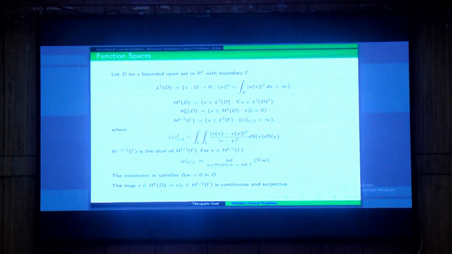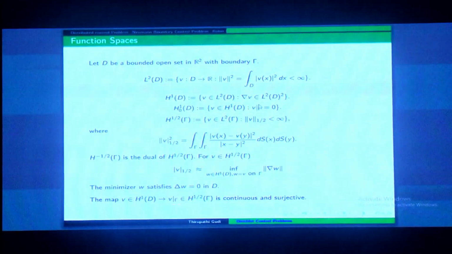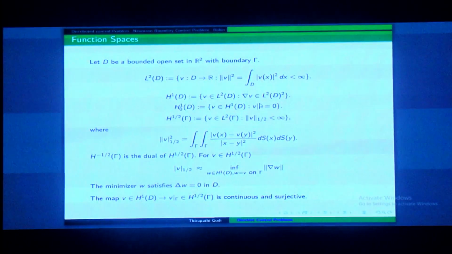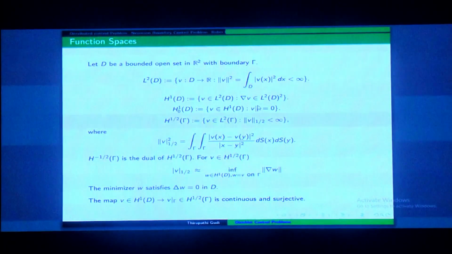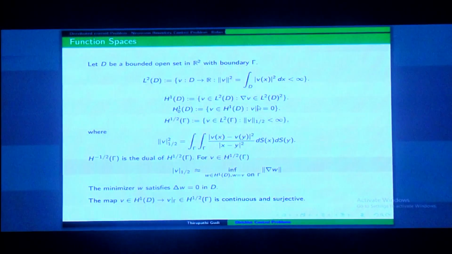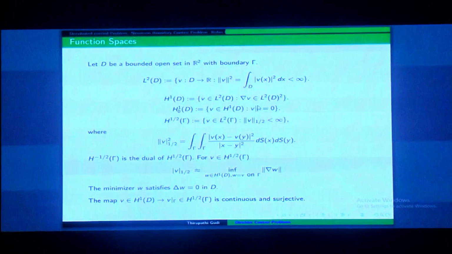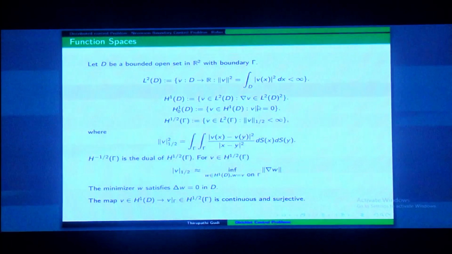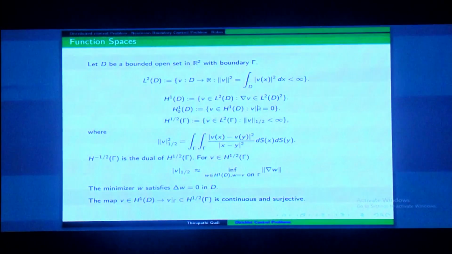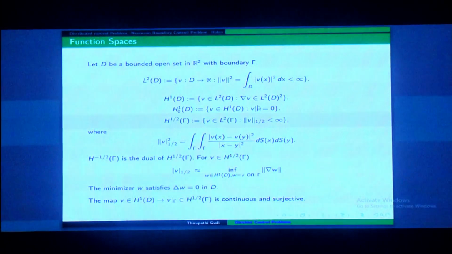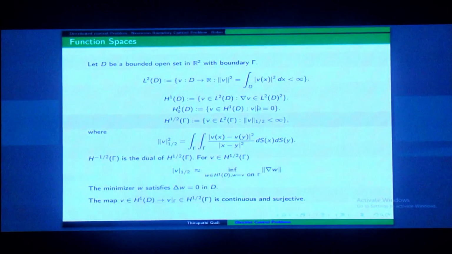And the important thing is the map that takes V to its boundary value. When you restrict V to the boundary, the smoothness is reduced by half a derivative. But this map taking V to its boundary value is continuous and onto. So what is onto? Given any function here in H one-half, there is an inverse in H1 whose boundary value is this. This is called the trace theorem in the PDE literature. So I use these notations and this result.